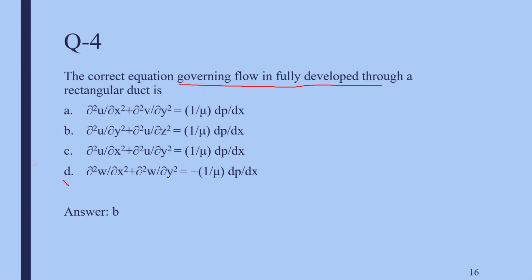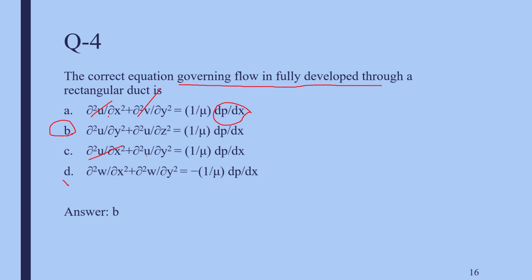On looking at the options, we are dealing with the x direction flow, so ∂u/∂x would be 0 and v is 0, so option A is not the right one. In option B, ∂²u/∂y² + ∂²u/∂z², this is the right one. And option C has ∂²u/∂x², which is false.